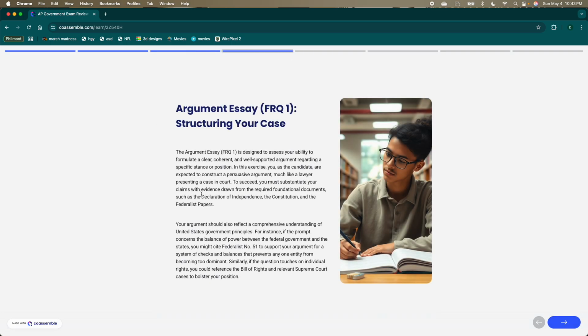First up, with the argument essay, your argument should reflect a comprehensive understanding of U.S. government principles. It's very important to include what you learned throughout the year in your essay. Now, you may be required to use certain pieces of evidence, but you can also pull from anything that you've learned. For example, if the prompt concerns the balance of power between the federal government and the states, you can cite Federalist 51 to support your argument for a system of checks and balances. For this one, just make sure that you take a debatable thesis. If you take an AP seminar, you know how to do this, but your thesis should include words like "should," so that someone can argue against it.